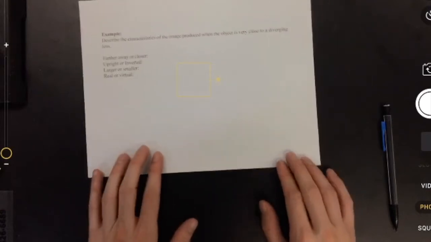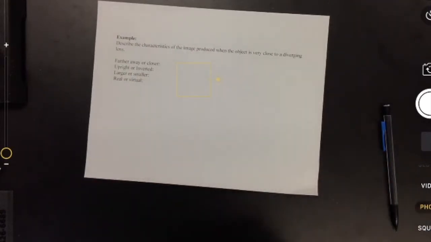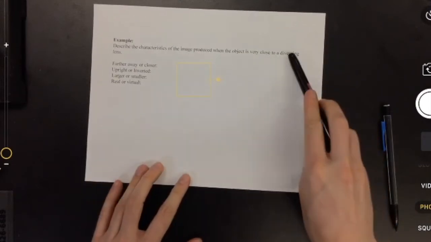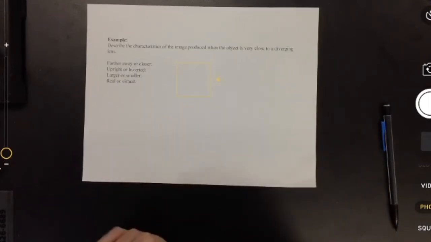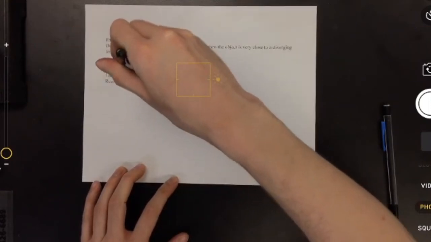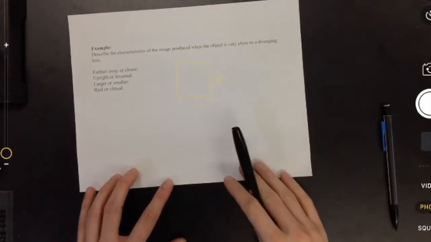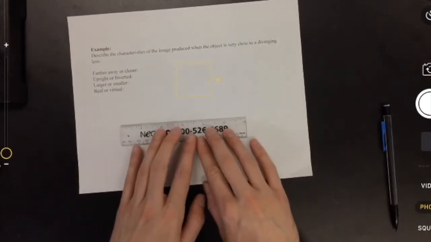And again, test tip: if you're writing a multiple choice test and you're trying to save time, it helps to just remember that a diverging lens always produces closer images that are upright, smaller, and virtual. Then you circle the right answer and move on. Still, we should have this skill down, so let's go ahead and practice it.